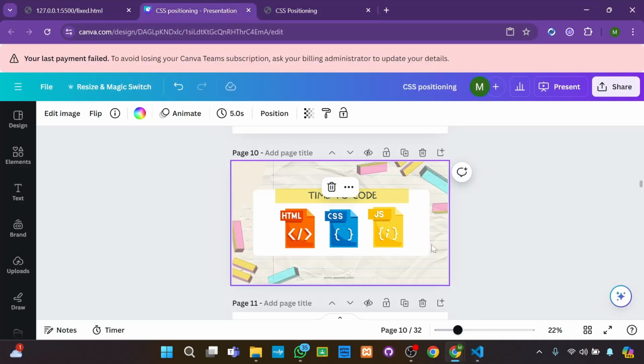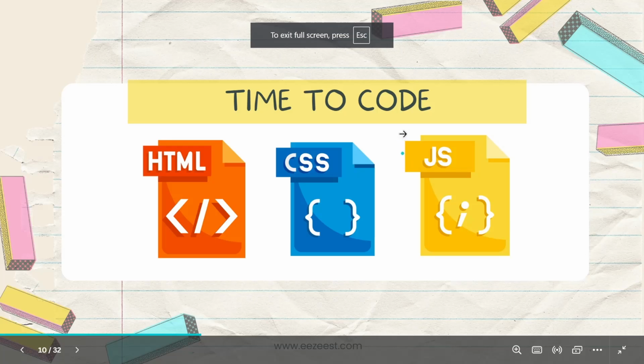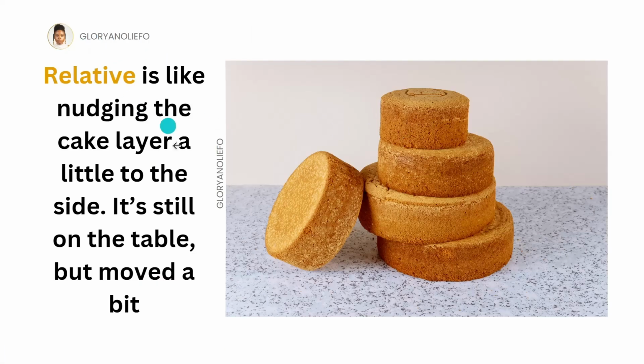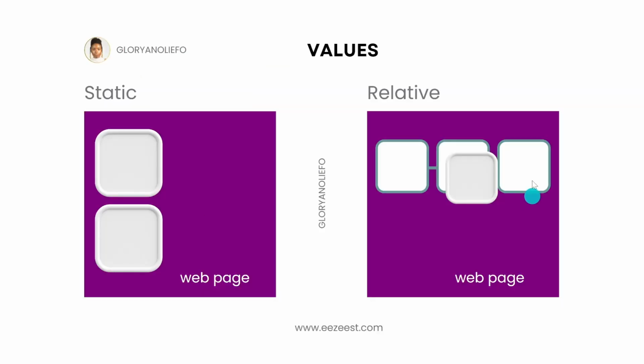So that's it, representation now in code. Let's look at relative positioning. Like you can see here in this previous illustration that I have. It's like I'm nudging the layer of your cake a little to the left or right. It keeps its original space, but you can move it around slightly.